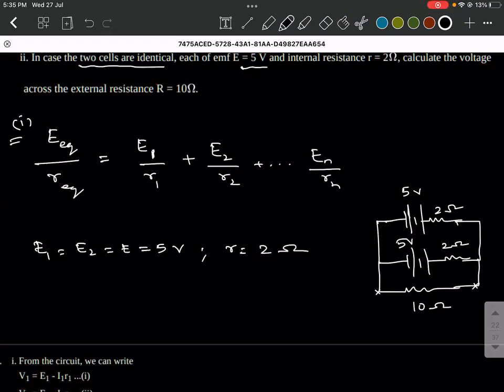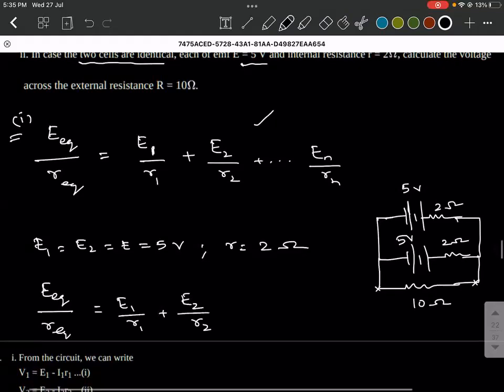So what did you do? E1 by R1 plus E2 by R2, no? E equivalent, no, it is not 10. It will be 10 only when you connect them in series, right? E equivalent divided by R equivalent is equal to E1 by R1 plus E2 by R2. I gave you the formula here, no? This is what you're supposed to do.